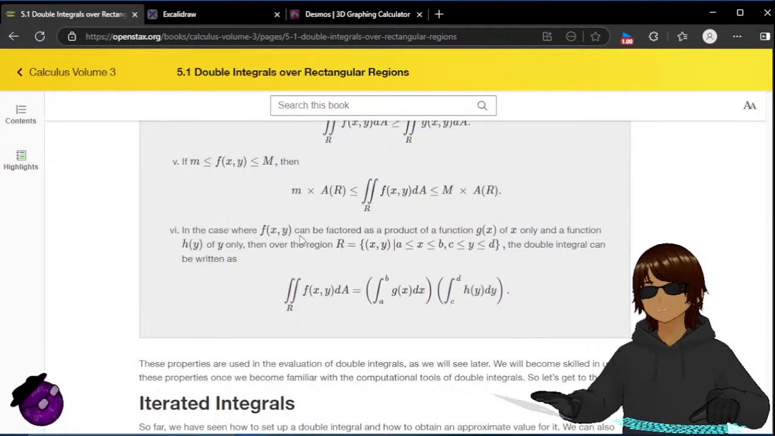In this case, where f of x, y can be factored as a product of g of x only and a function h of y only, then over the region, the double integral can be written as this: f of x, y, and then we have the integral of this and the integral of this.